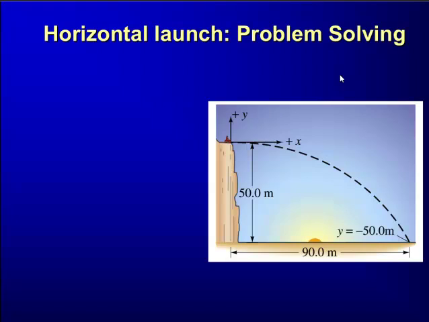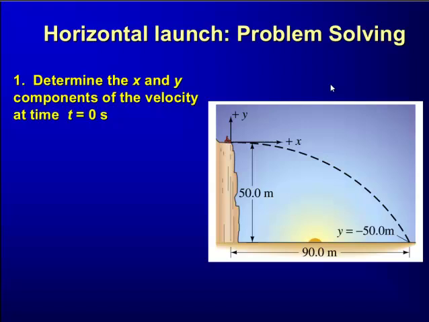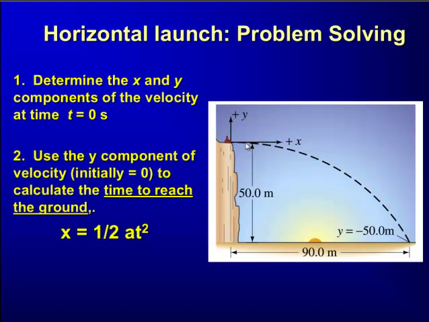So for problem solving, it's generally always useful to recognize from the starting point that the positive x direction is going forward and the positive y direction is going up from the point of launch. Once we've agreed to that, we've got our x and y components, and our time is t equals 0. Now we use the y component of velocity, which is initially 0, to calculate the time to reach the ground. So thinking back to a falling object, we recognise that the displacement, or the distance it takes to reach the ground, is equal to half g t squared.